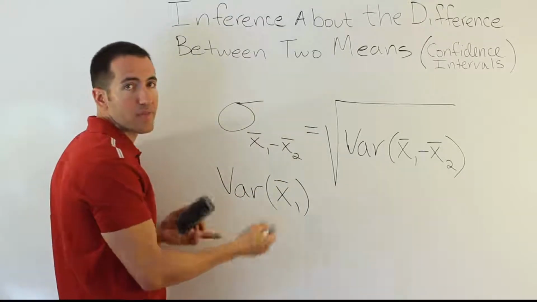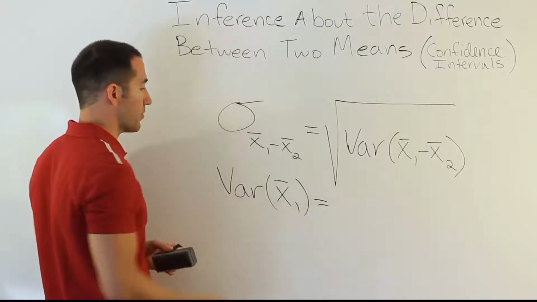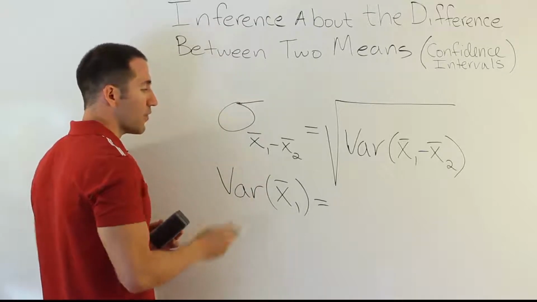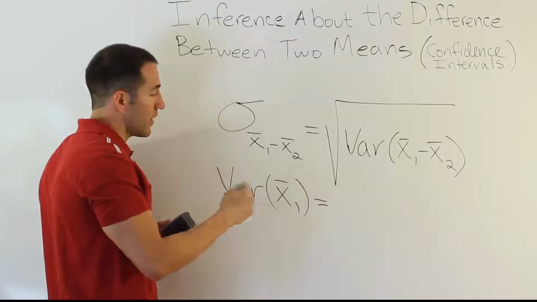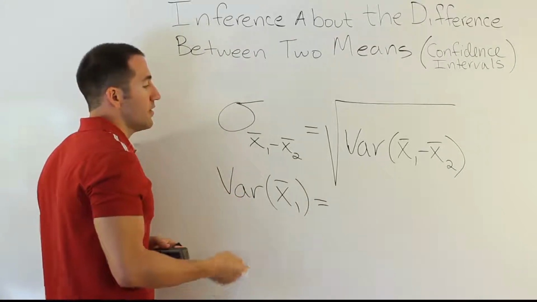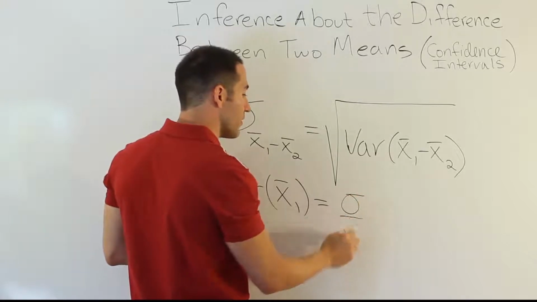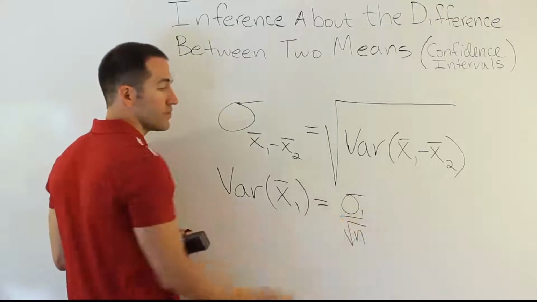Of course, we know the variance for x bar 2 also, because it's basically the same thing, right? The subscript of 2. But do we know the variance of x bar 1? We actually do, because according to the central limit theorem, x bar is normally distributed, as long as the sample size is large enough, with mean mu and standard deviation sigma over the square root of n. We would have learned that back when we learned the central limit theorem.